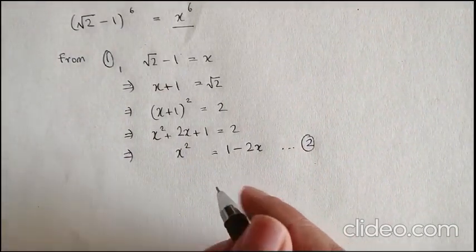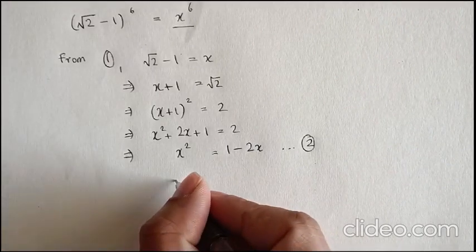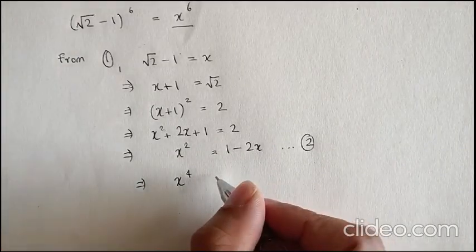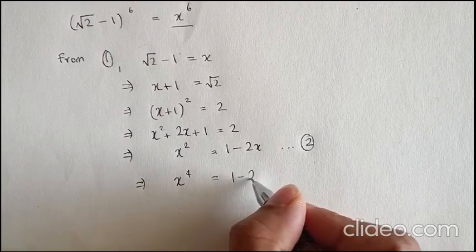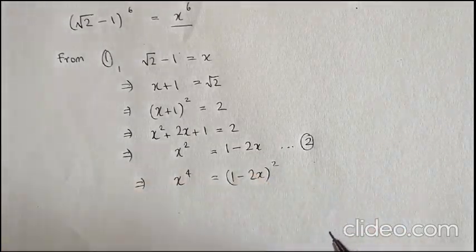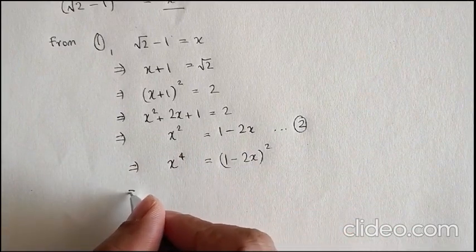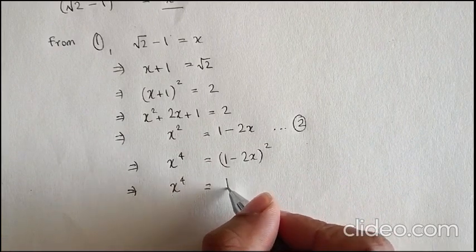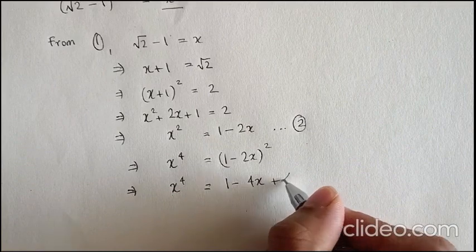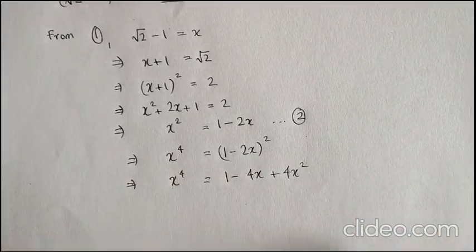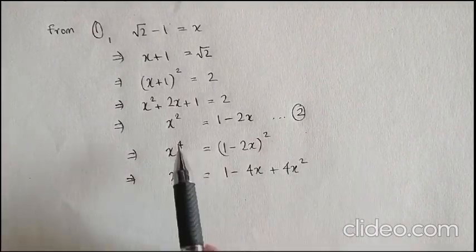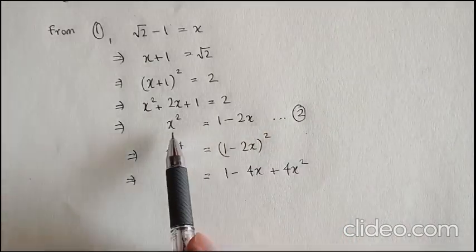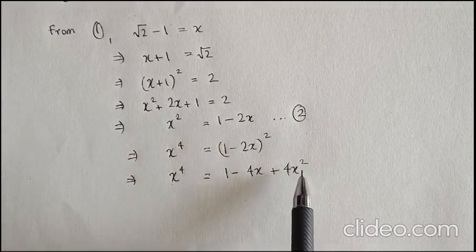Moving on further, let us square this. So x to the power of 4, I have just squared this, so x to the power of 4 is equal to 1 minus 2x whole squared, yeah? Which means x to the power of 4 is equal to, we will expand this. This is 1 minus 4x plus 4x squared, right? But we know that x squared is equal to 1 minus 2x. Do we not? So we just need to substitute for x squared in this equation.